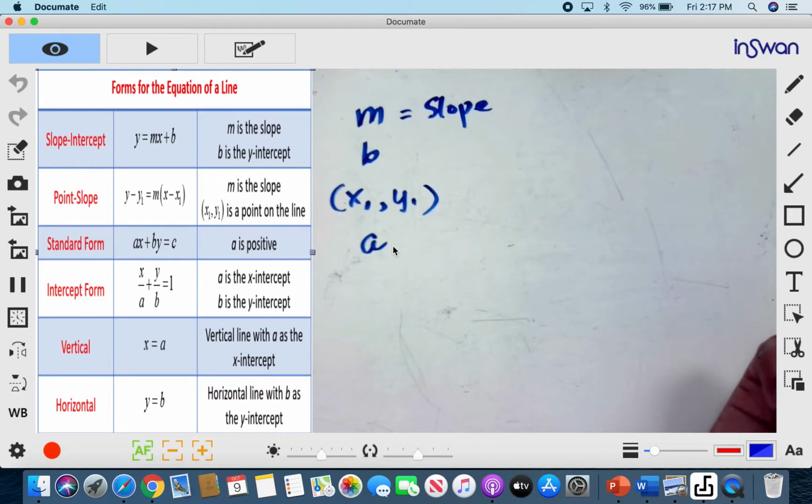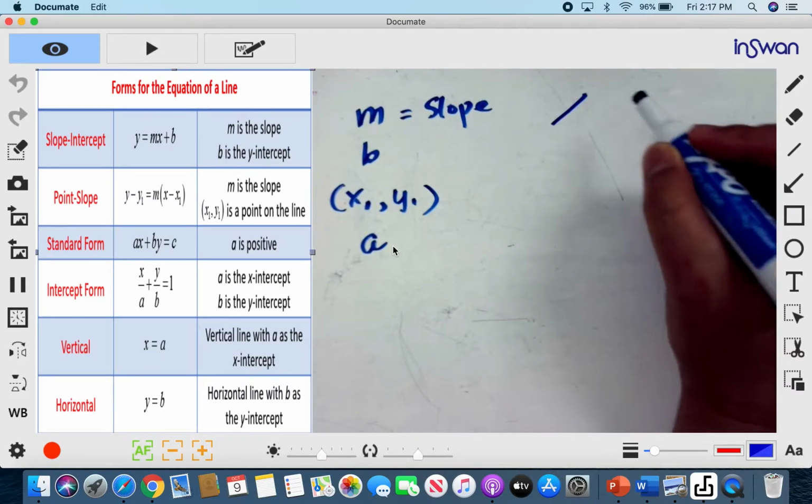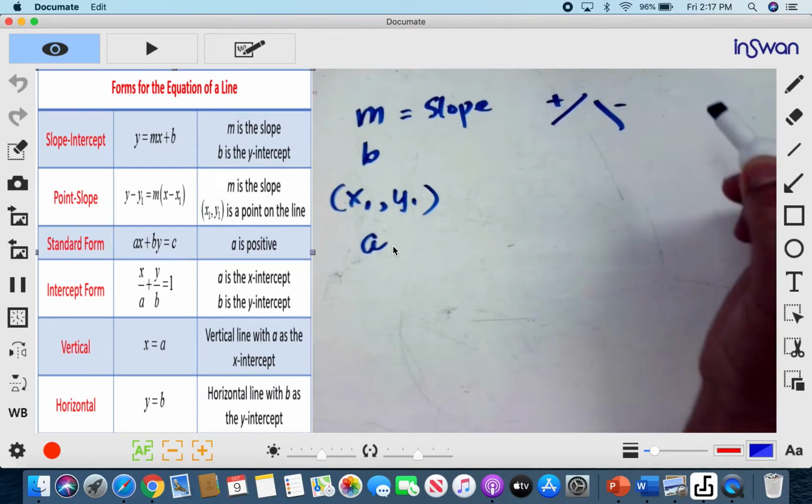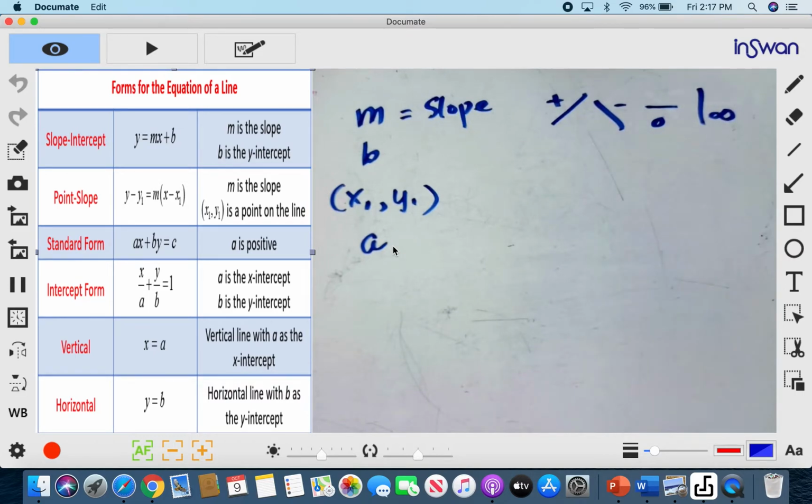So whether it slants to the right, it's positive. So the graph looks like that. It slants to the left, it's negative. If it's a horizontal, the slope is 0. And if it's a vertical, the slope is undefined. So it depends on your slope, where your graph will be inclined or where your graph will not incline.